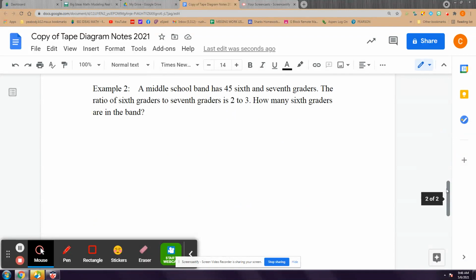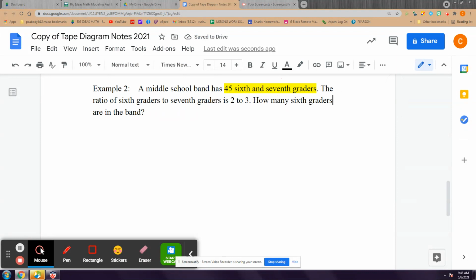So you guys can draw it out, or I'll show you how to do it by inserting a little table, okay? So example number 2, a middle school band has 45 6th and 7th graders. So that's the total, okay? So there's 45 total 6th and 7th graders. So I'm going to highlight that for you.